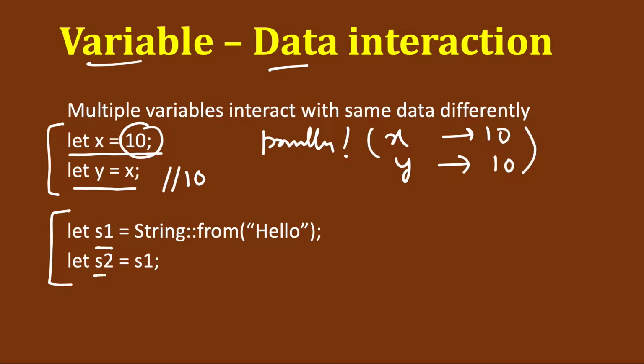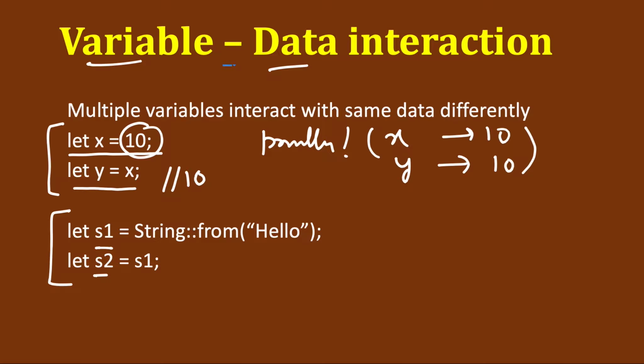Then we are creating a new string s2 and assigning it s1. But here it will not be a copy. So what happens here is that s1 will hold three values. One will be pointer, one will be length, and one capacity. So length here is 5 because we have 5 characters here. Capacity is here also 5.